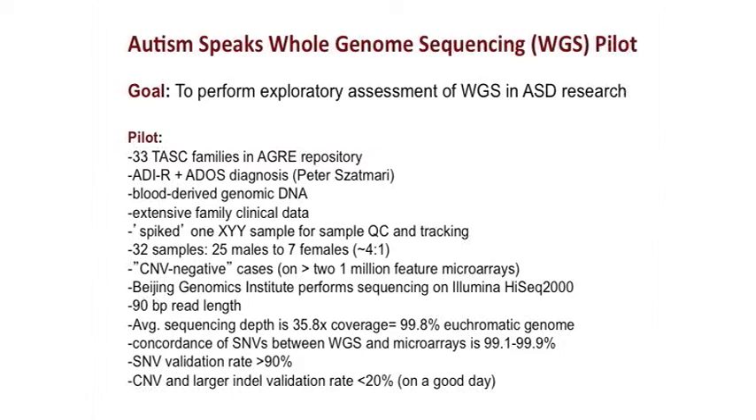The sequencing was done at the Beijing Genomics Institute. Roughly 36x coverage, covering 99.8% of the euchromatic genome. And the concordance between the SNVs and the SNPs on the microarrays was very high. This is kind of a good experiment when you get in the 99.1 to 99% range, so that was great. The validation rate, we validated everything I've talked about, was over 90%. The CNV and indel calling was less than 20%. I say that's on a good day, that's our best data.